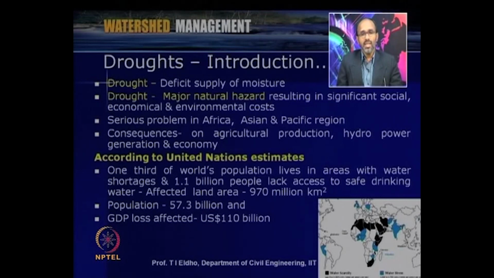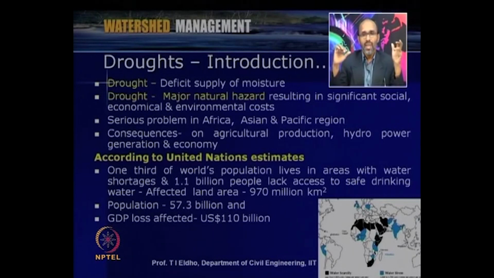According to United Nations estimates, about one third of the world's population lives in areas with water shortages. You can see that in many parts of India, China, Africa, South America, there are water stress areas, and even 1.1 billion people lack access to safe drinking water. Almost 970 million square kilometers is water stressed area. On an annual basis, about 60 billion people are affected by droughts, with an annual gross domestic product loss of about 110 billion US dollars. So, drought is a major disaster.